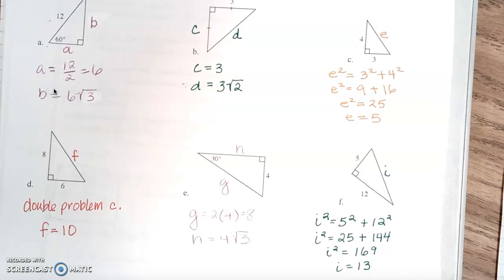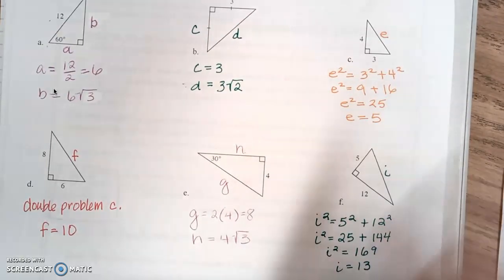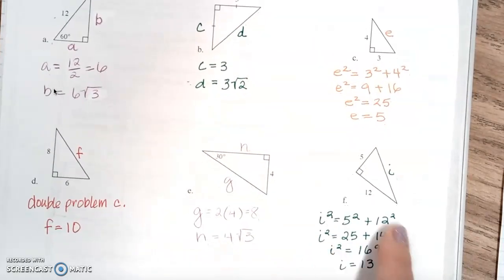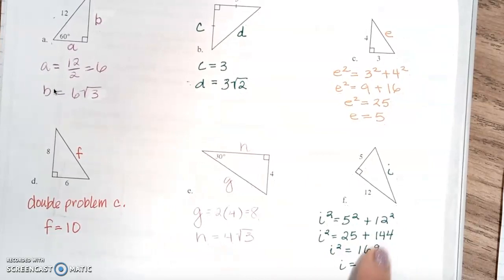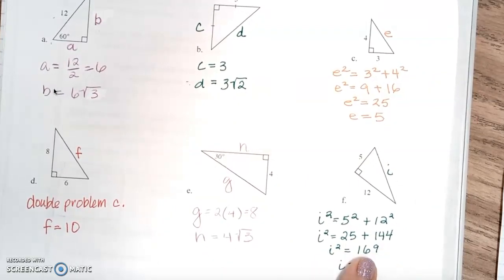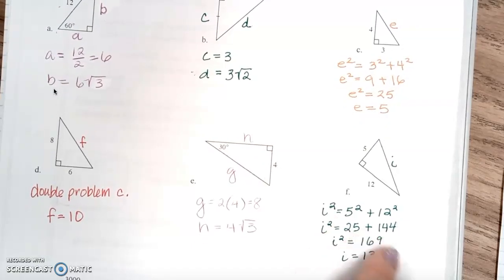This one you might need a calculator, but most people can do this in their head. 5 squared is 25. 12 squared is 144. Add those two together to get 169. And then the square root of 169 is 13.